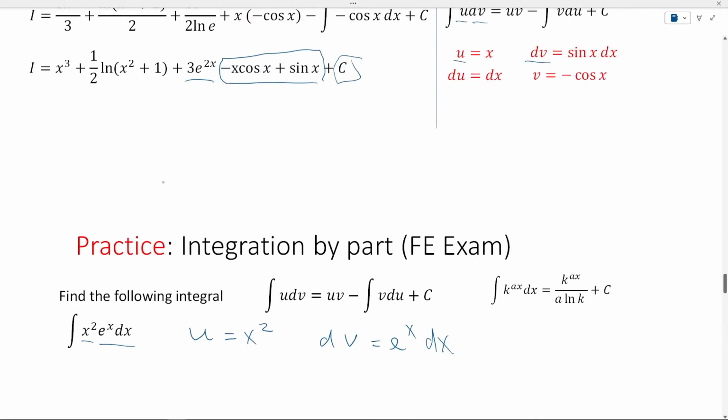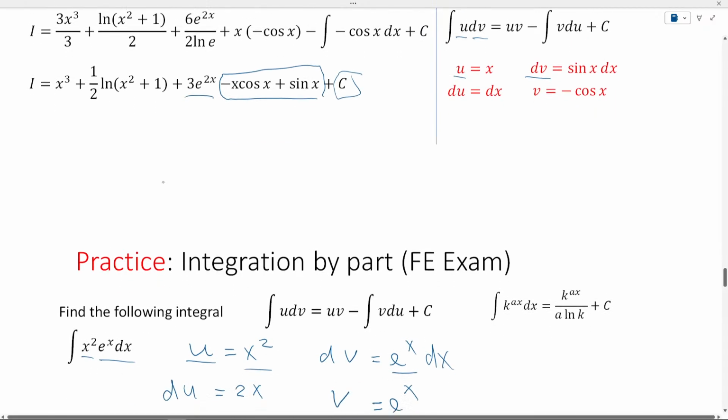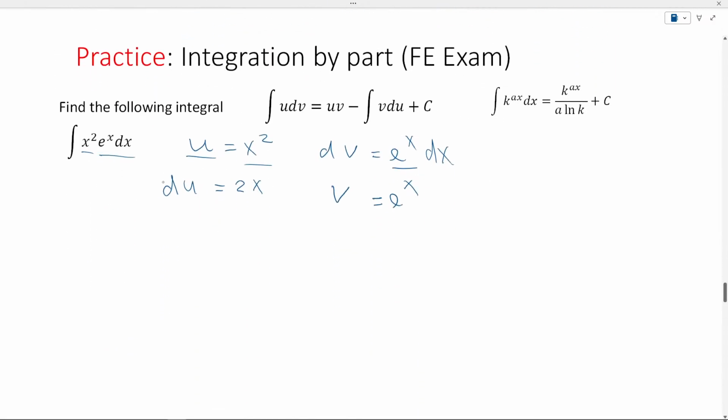And then what you need to do is find du. So du would be equal to 2x. You take the derivative of this side. You need to find v. So you integrate this side, and if you integrate e to the power x, that would be e to the power x. That's the integration of this guy. Okay, and now we just put our rule. We have our rule here already.